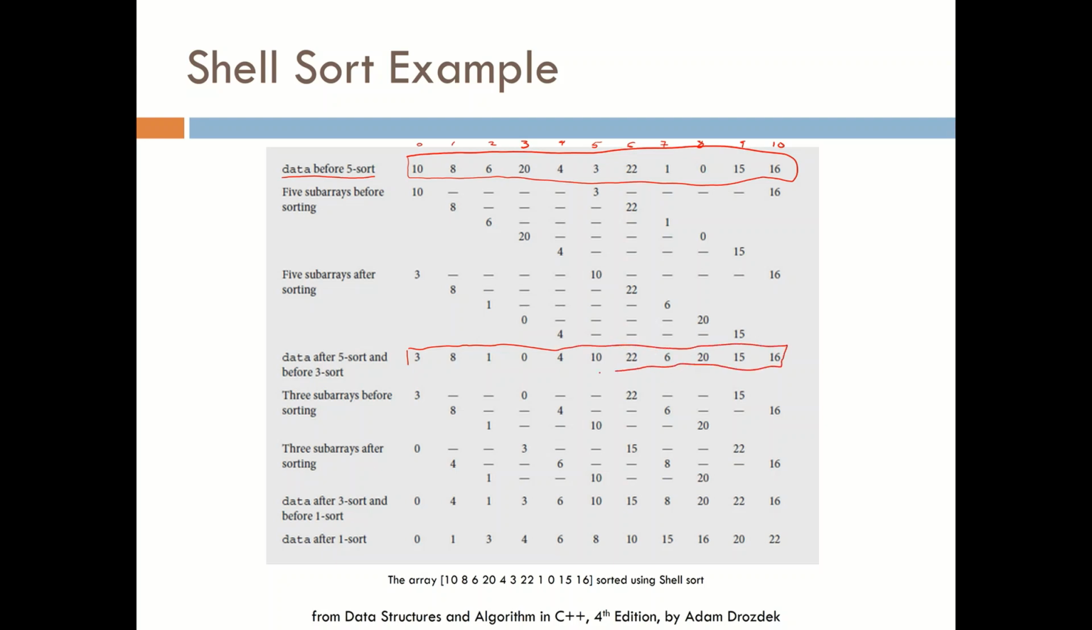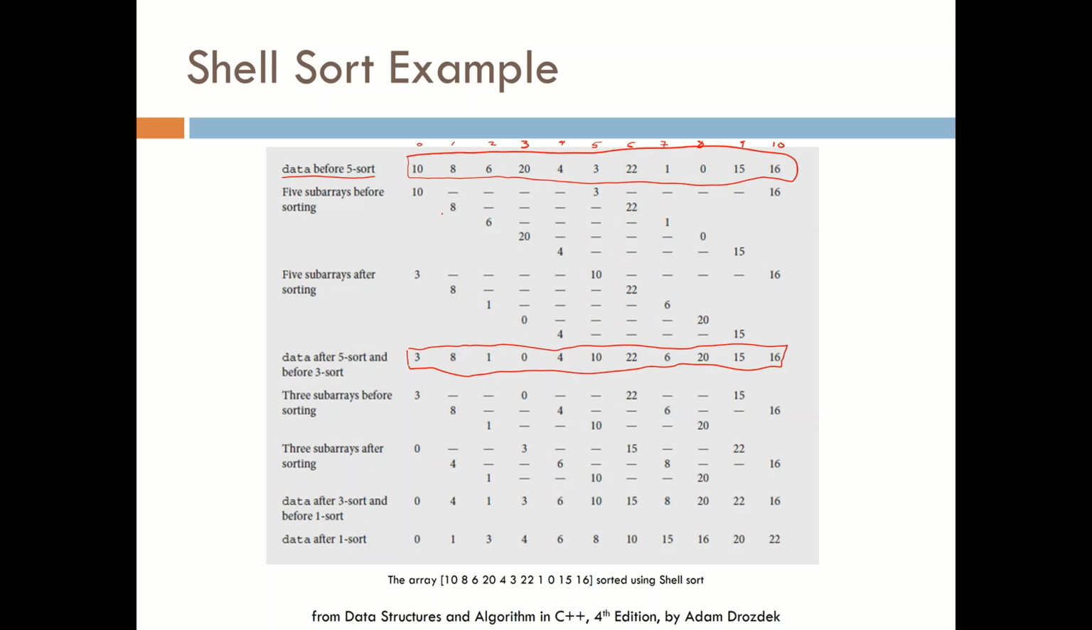All right, so I've completed my 5 sort, and my array now looks like this. You notice that we have gotten some items closer to where they belong. We have some low items in this half of the array. We have some higher valued items in this half of the array. And we're now going to do a 3 sort on this particular array.